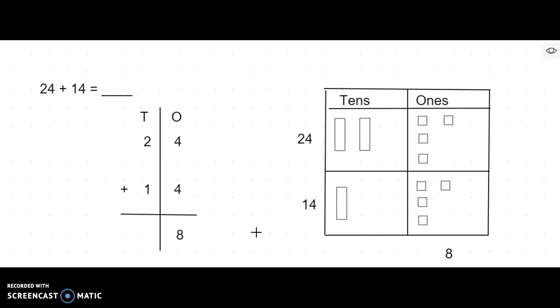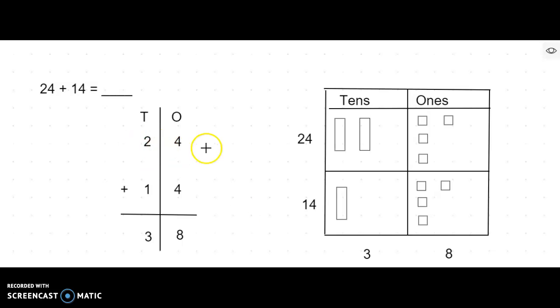All right, let's do our tens now. I have two tens and one 10. So I'm going to count them up here. Two tens and one 10. Ready? Okay, let's go. 1 10, 2 tens, 3 tens. I have 3 tens altogether. 2 plus 1 is 3.